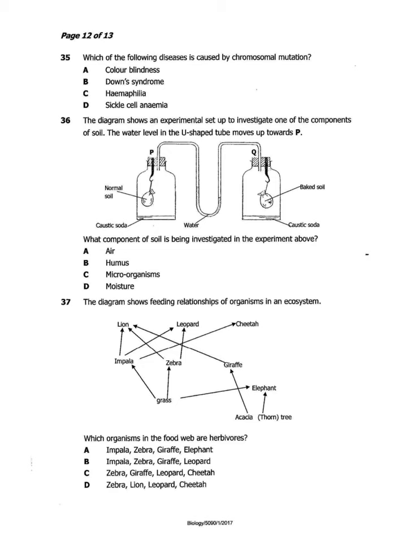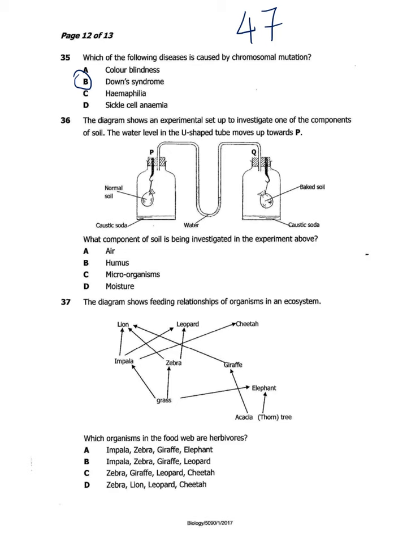Now we go to 35. Which of the following diseases is caused by chromosome mutation? So chromosome mutation is a condition where we have 47. There is an extra chromosome because the normal number of chromosomes in a human being is 46. So the answer here is Down syndrome.